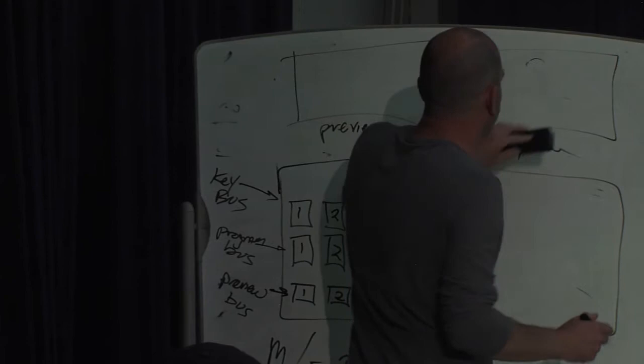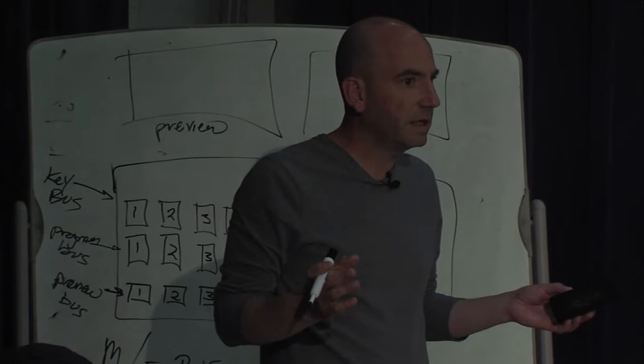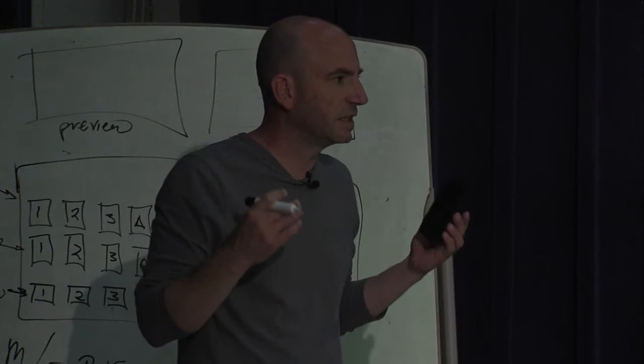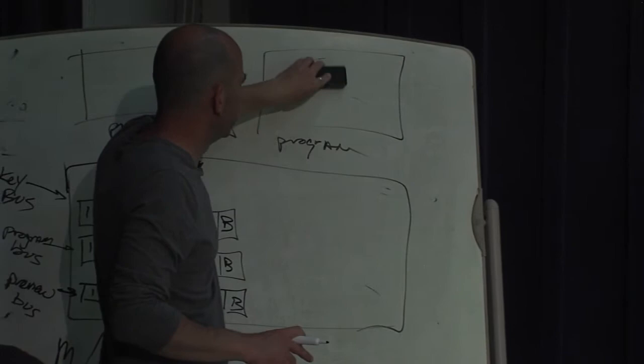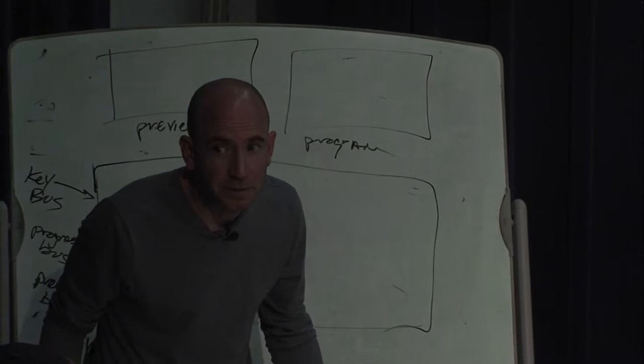Two disappears. Three pops in. Does that make sense? Okay. That's what the program bus does. All right, it is selecting video sources to program. So what do you think the preview bus does? The same exact thing, okay?